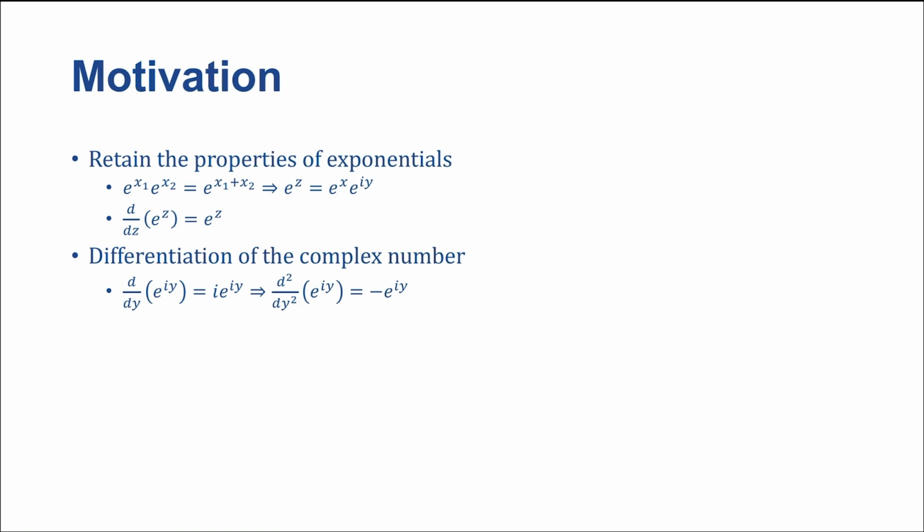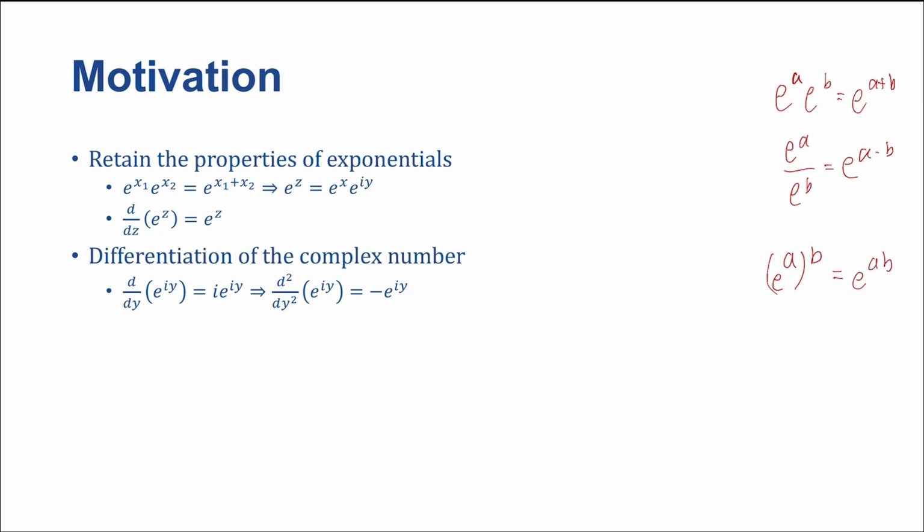So the motivation here is to retain the properties of the general exponentials that you talk about in elementary functions. This, of course, means that the product of two exponentials, e to the a times e to the b, is equal to e to the a plus b. Of course, you can do the same for the quotient. If you have e to the a over e to the b, then you can do e to the a minus b. And finally, if I have e to the a all raised to the bth power, then that's equal to e to the a times b.